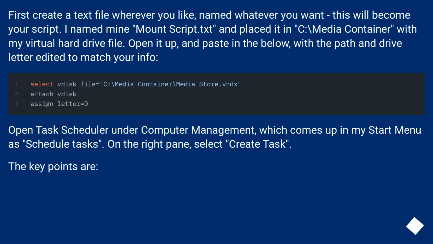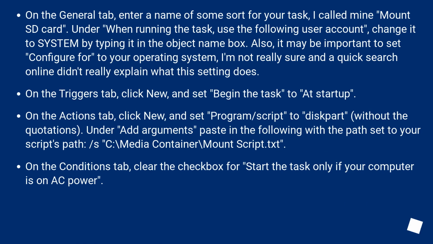Open Task Scheduler under Computer Management, which comes up in my Start menu as Schedule Tasks. On the right pane, select Create Task. The key points are: on the General tab, enter a name of some sort for your task. I called mine Mount sdcard. Under When running the task, use the following user account. Change it to System by typing it in the object name box.